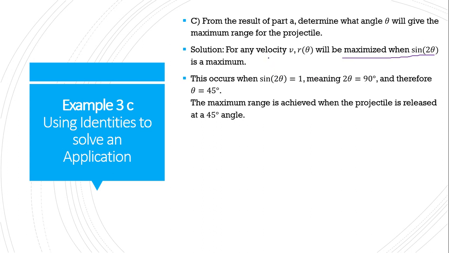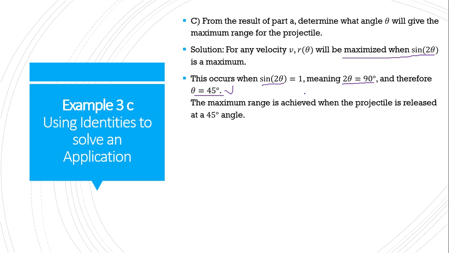Now, sine of 2 theta is going to be maximized when it's equal to 1, right? Because thinking about sine, the highest value that sine can be on the unit circle is 1. Where does that happen? That's going to be at a 90-degree angle. Sine of 90 degrees is 1. So if sine of 2 theta has to equal 90 degrees, we're dealing with a 45-degree angle.